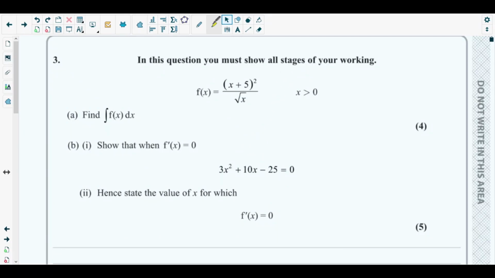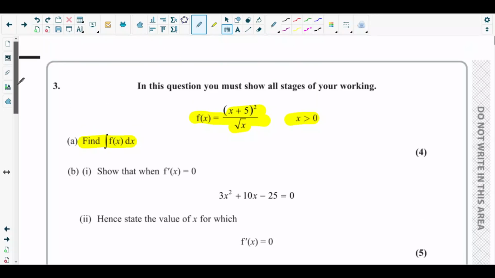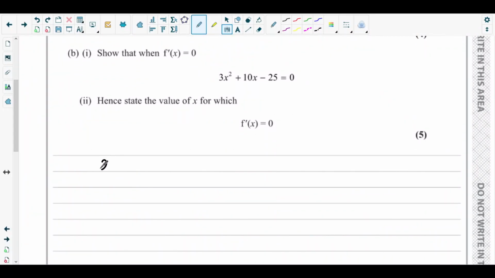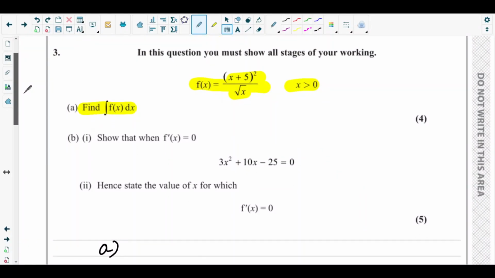Right at the beginning, you can see f of x, a function. f of x is given, which is (x plus 5) whole squared over square root of x. The domain for f of x is x greater than 0. Part A is asking us to find the integral of f of x, that is, the integral of f of x dx. So for part A, we need to integrate f of x.